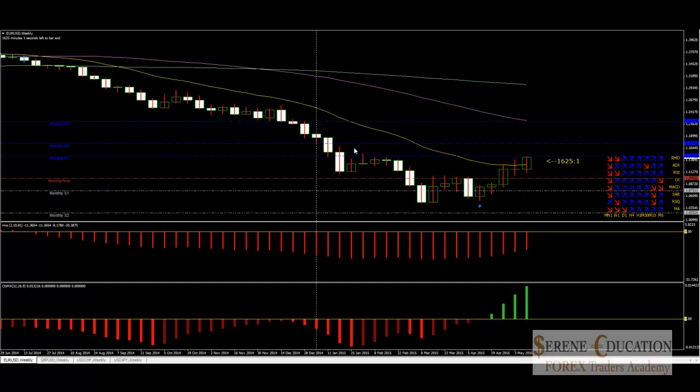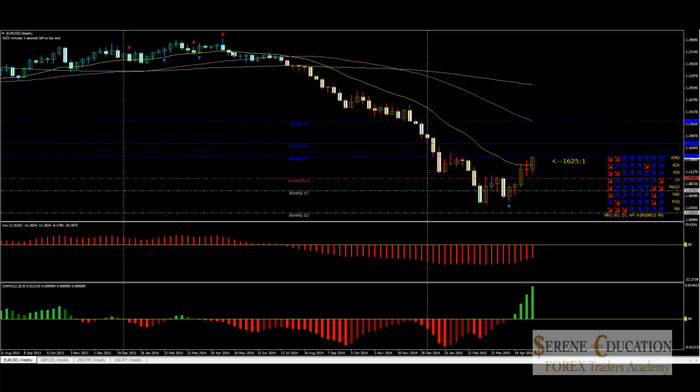Candlesticks, however, still negative, but you'll notice that price for the first time in the best part of almost a year now has actually closed higher than the 20-period moving average on our weekly time frame. So positiveness creeping in, a lot of positive data creeping in on our smaller time frames.